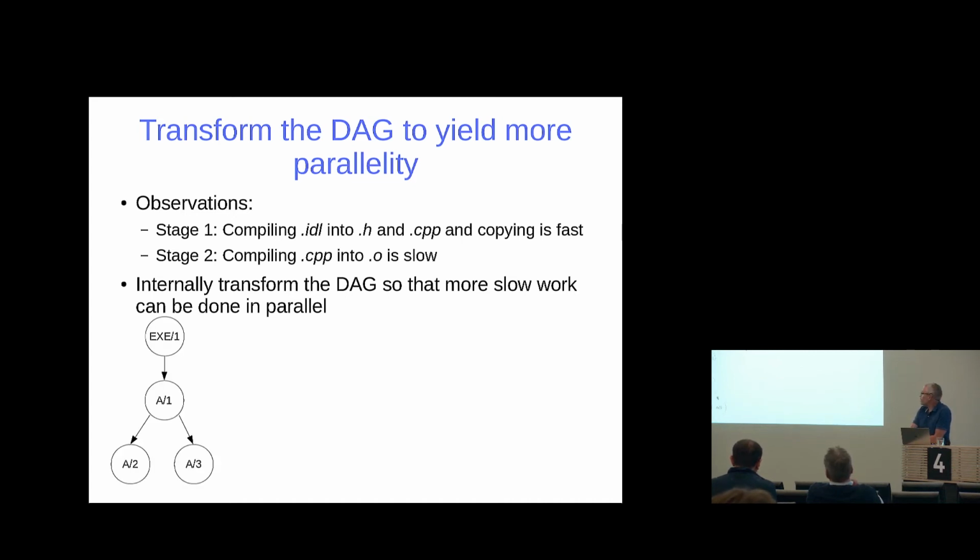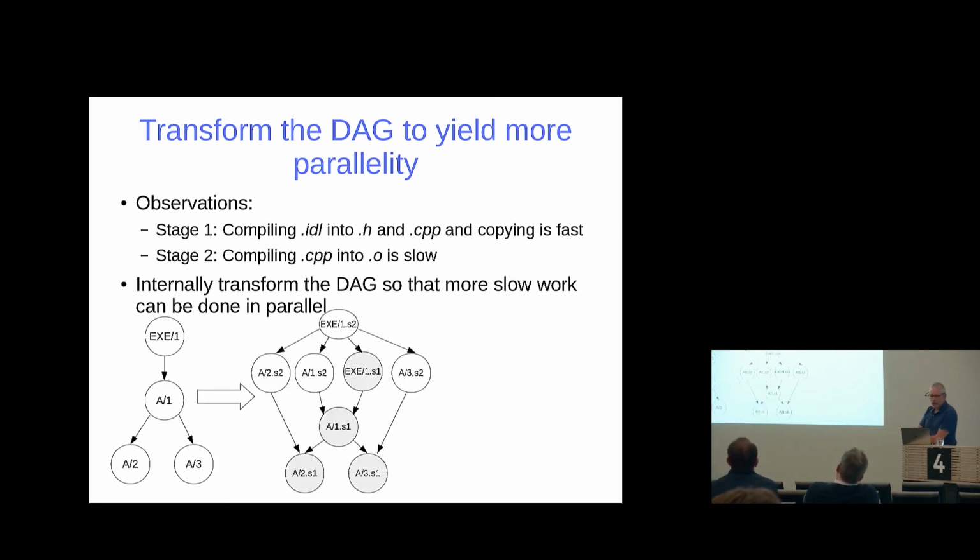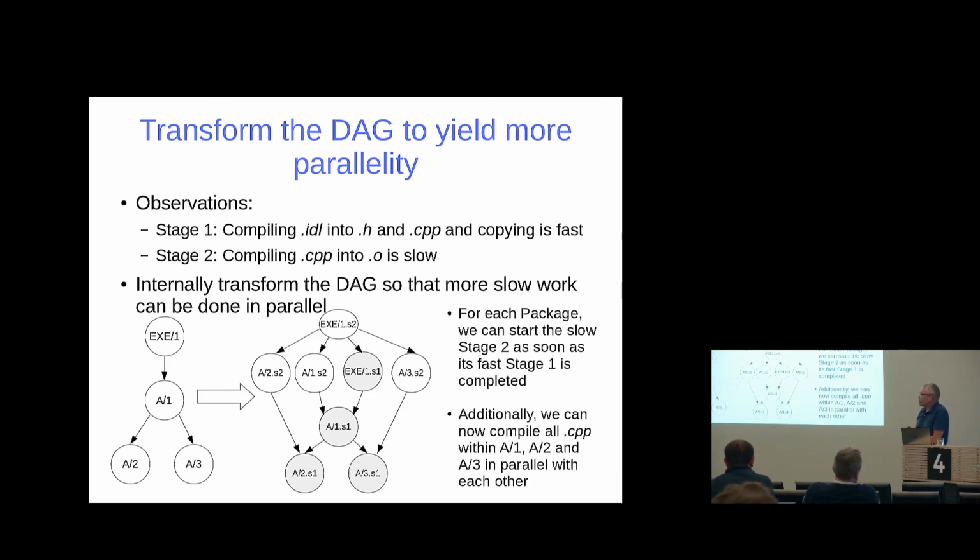So you have the same DAG like this. That's a package DAG. That will be transformed into this DAG. And here I was supposed to have some colors. They're not here. But you can probably see that there's some suffixes here, S1 and S2. But the thing here is that for each package, we can start the slow stage 2 as soon as the fast stage 1 is completed.